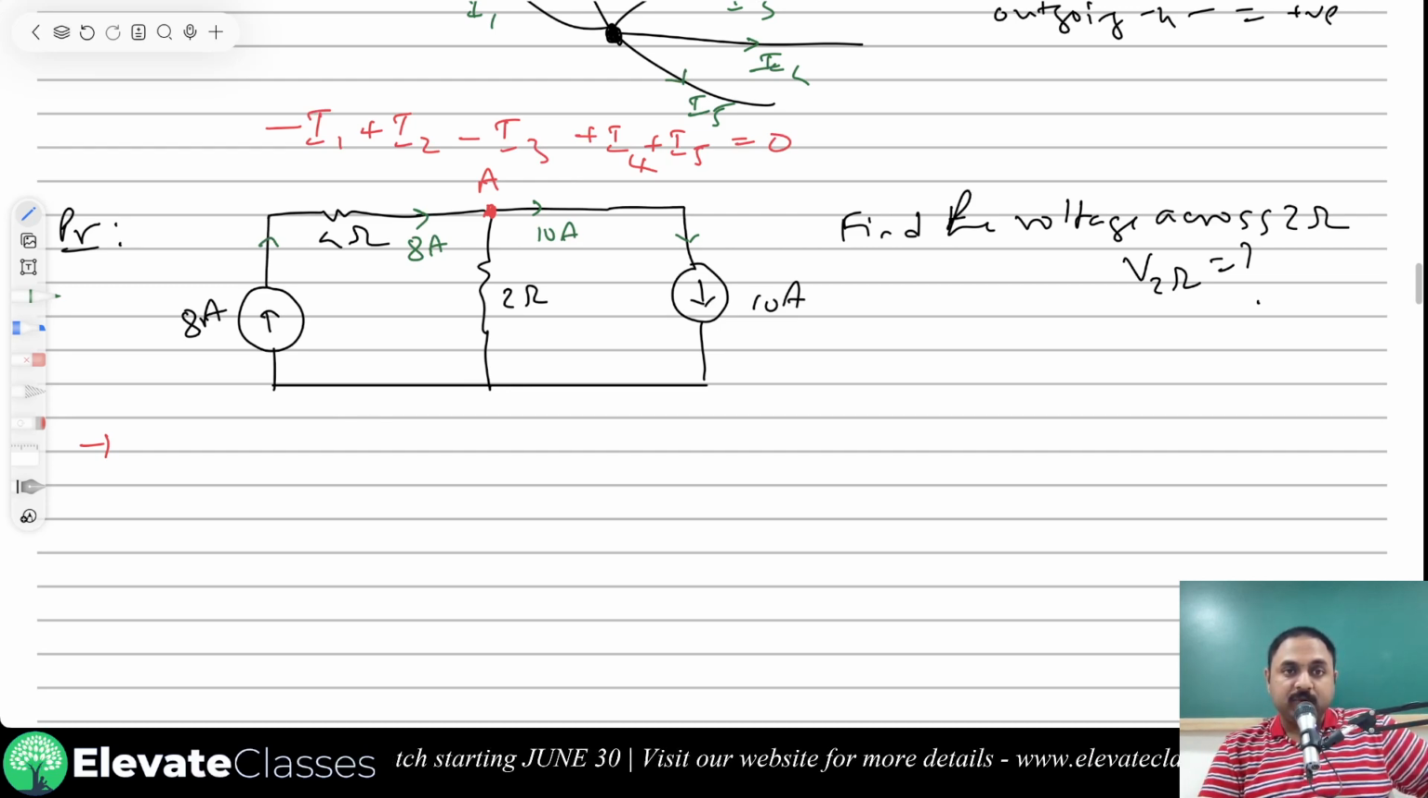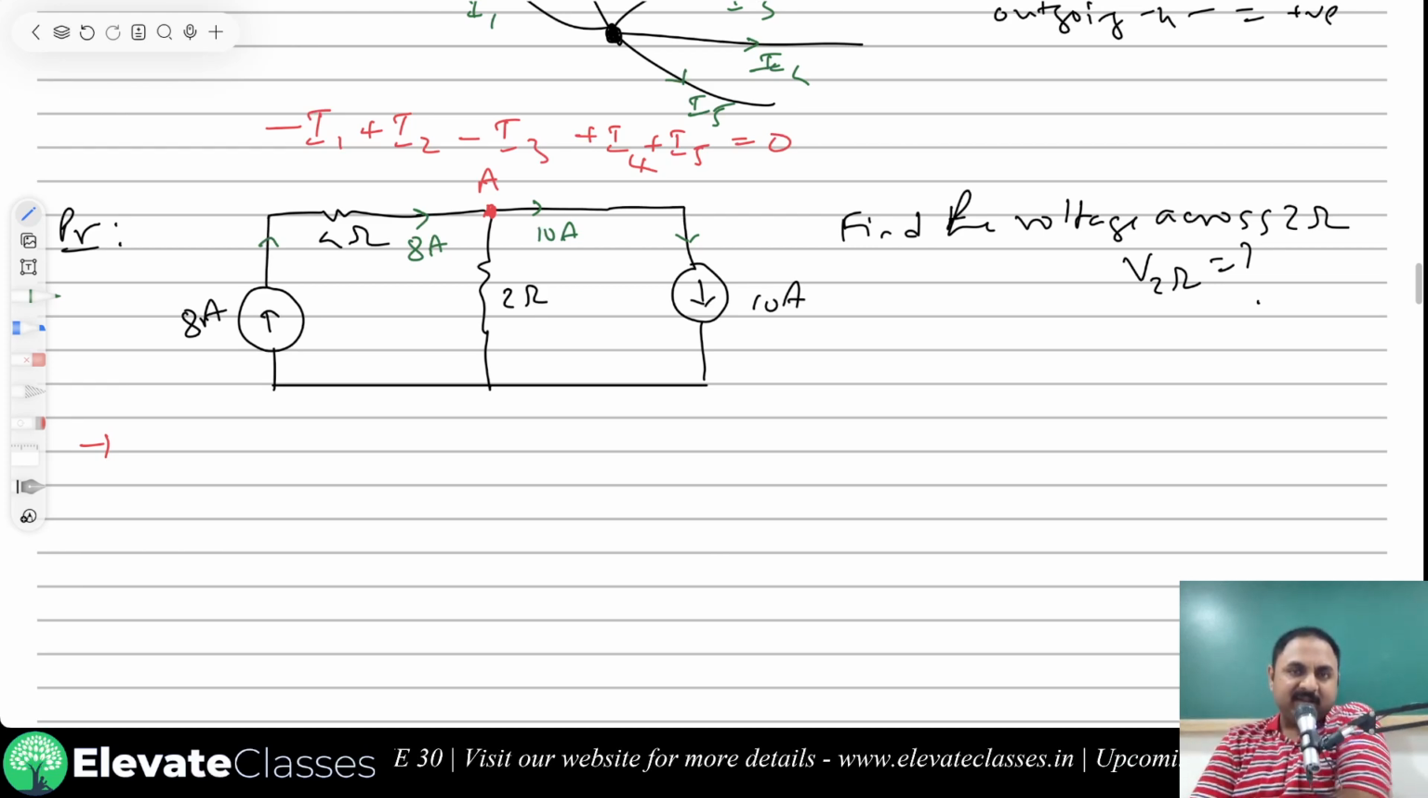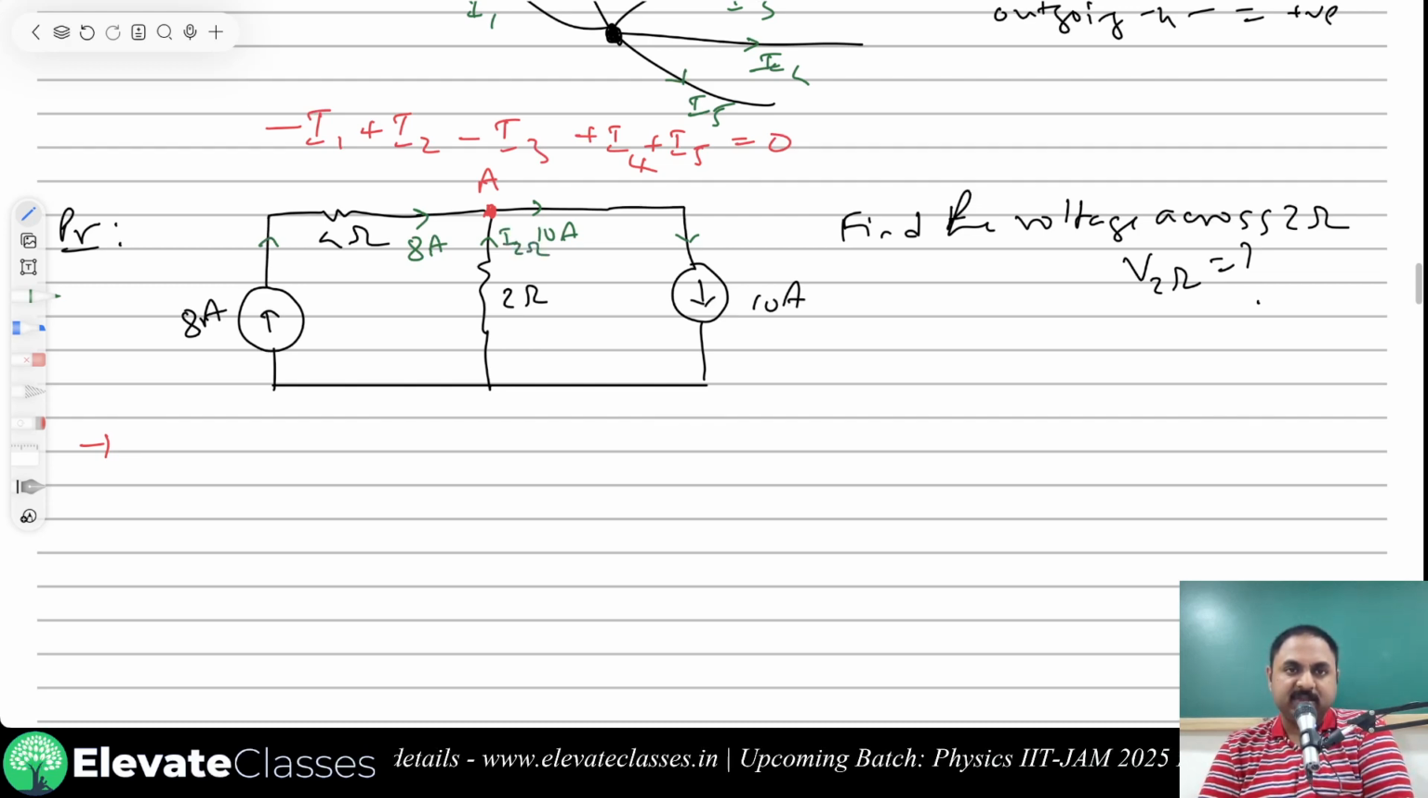Now I need to know whether the current from here is coming in or going out. I think in this problem it is fairly obvious, so I'll assume that the current is flowing in this way. This is the current through the 2 ohm resistance. Let's call this unknown current I.